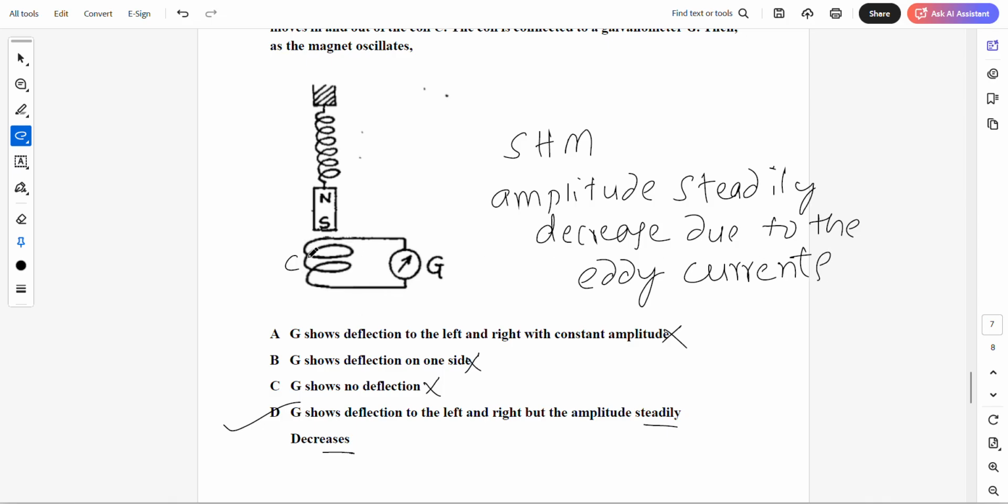This coil produces heat. There is a loss of energy in the form of heat. Eddy currents are developed. Therefore, slowly the amplitude decreases. G shows deflection to the left and right, but the amplitude steadily decreases, is the right answer.